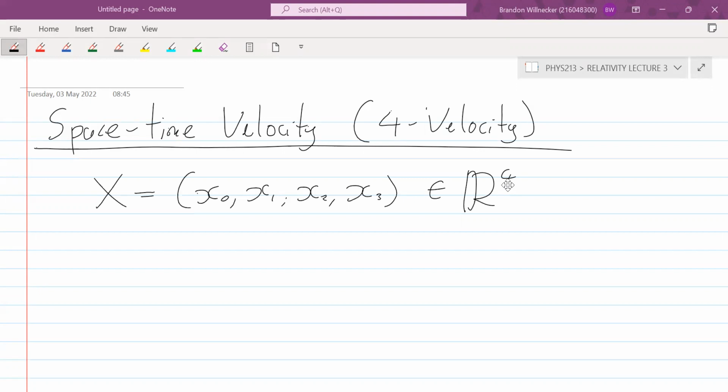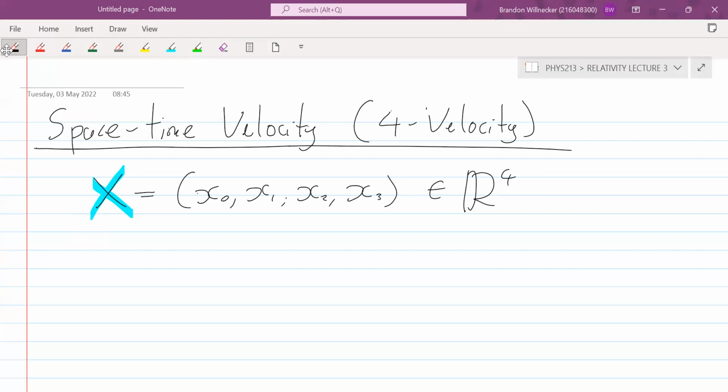As soon as you write down numbers, you are assuming a coordinate system. However, this x over here is independent of coordinate system. The point in space-time doesn't care what system you use. It's just a point in space-time. But to get the components, you have chosen a coordinate system. Please don't forget that.